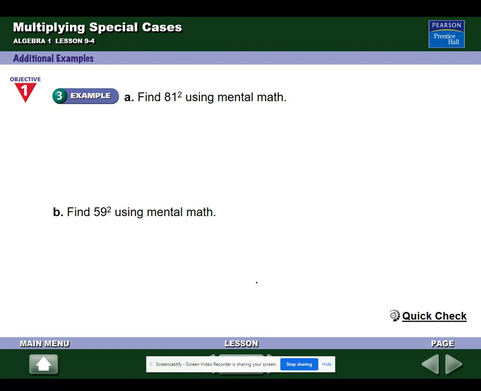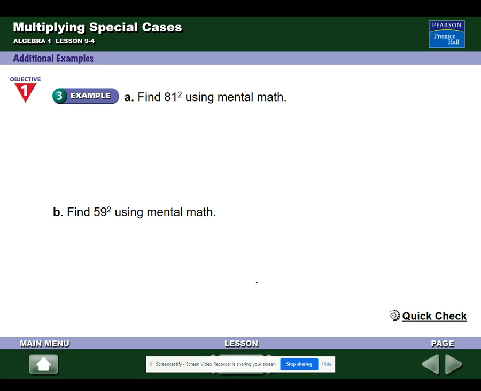So if we were in class right now, we would do a little bit of an activity, a little bit of an exercise in mental math. I'm just going to show you what they would have you do. But the question is using mental math, meaning don't use a calculator, don't figure anything out on paper. Just try to do it in your head. If you want to pause the video right now and try to do these two problems in your head, go ahead.